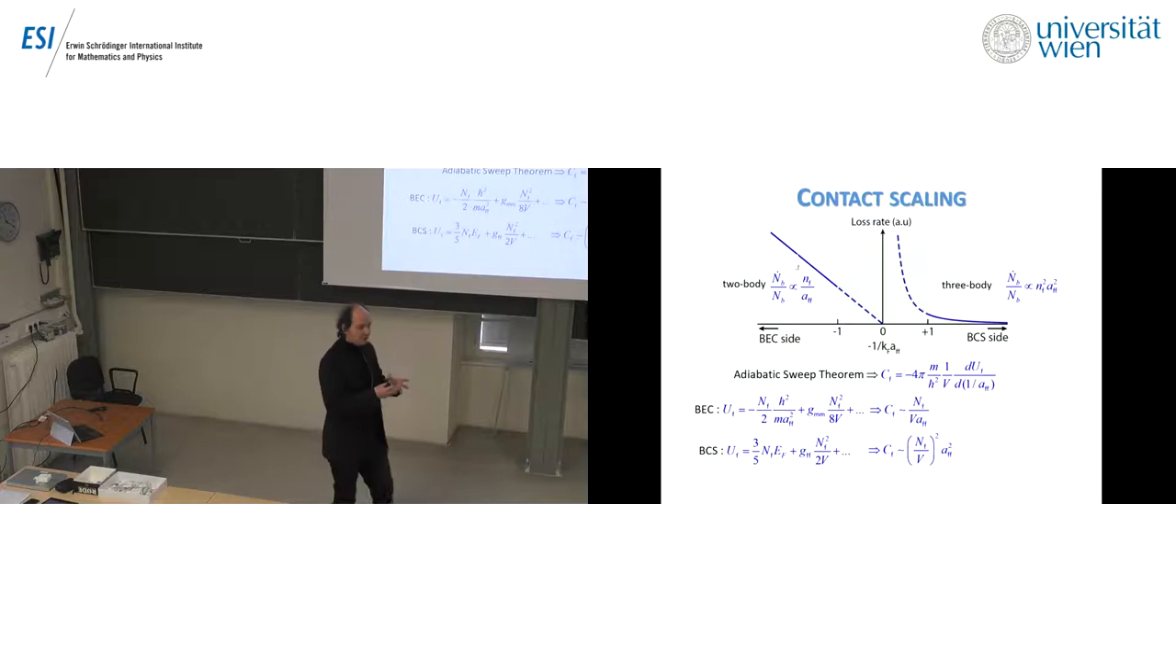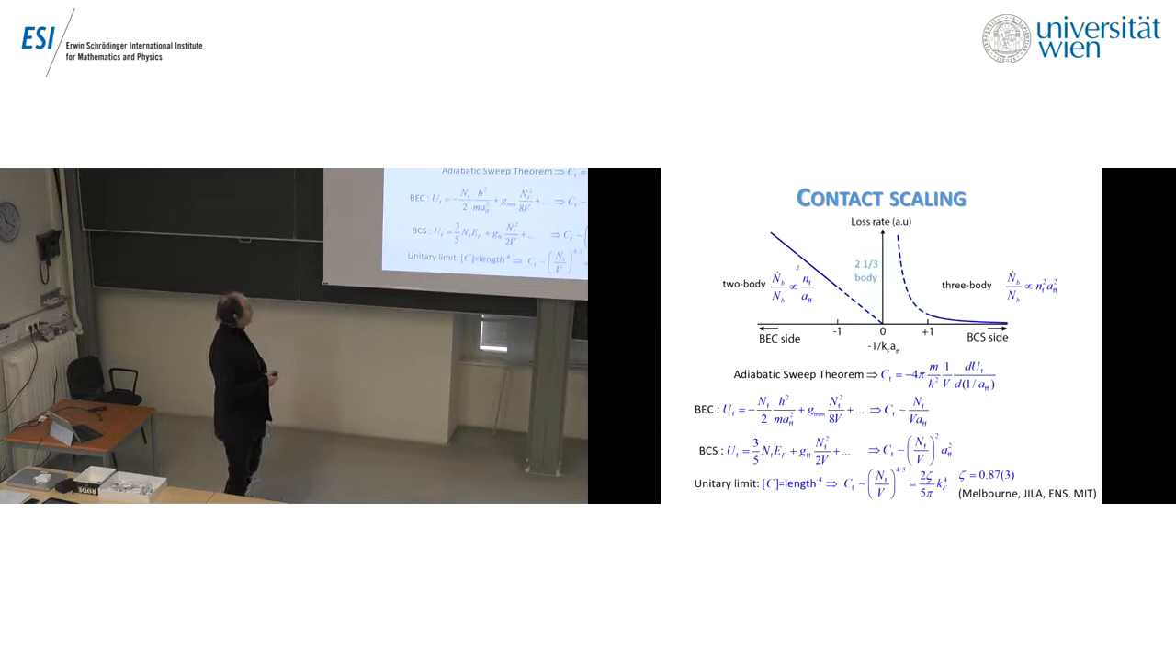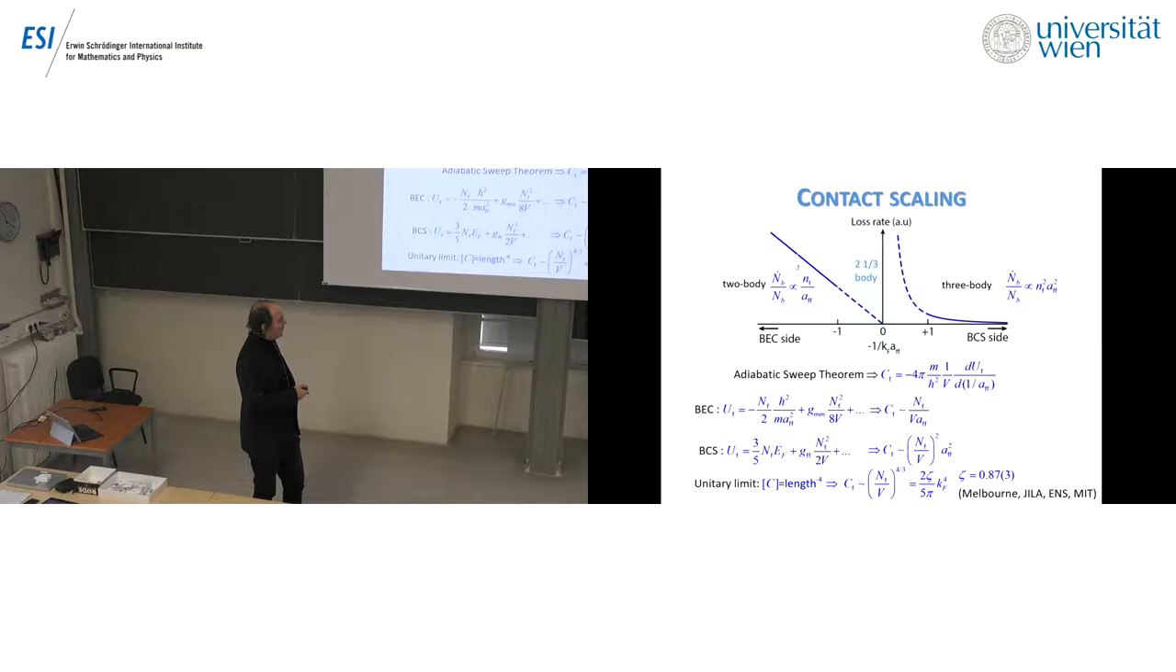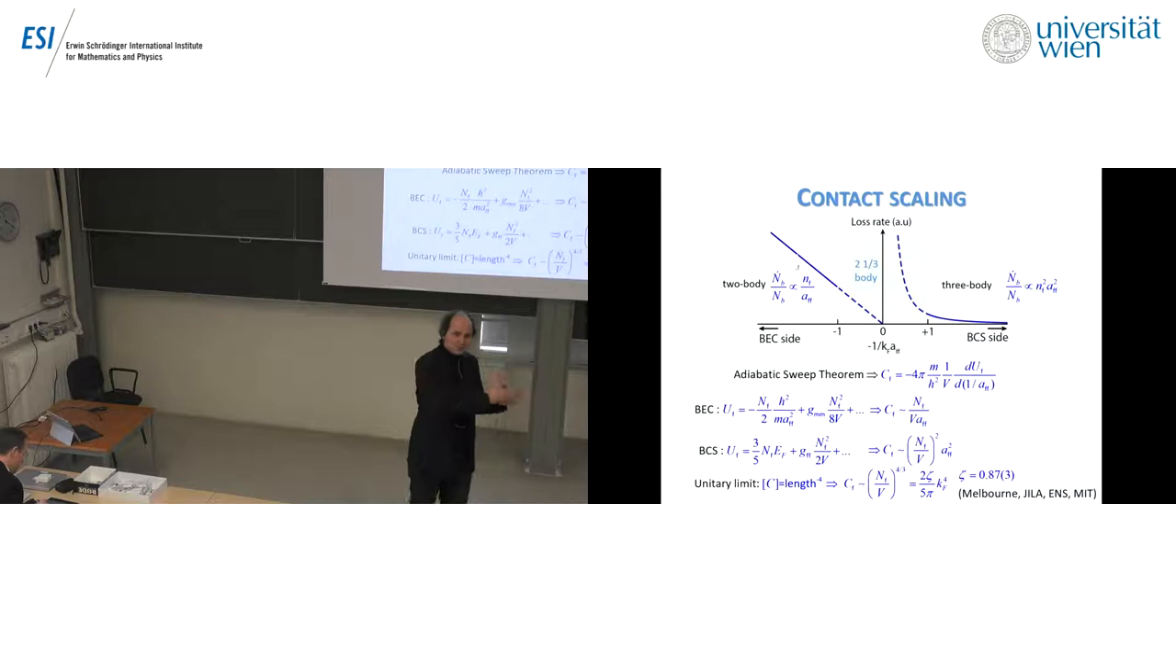And now when you go in between, the scattering length becomes infinite. By a very general dimensional argument, you can show that the contact is just proportional to the density to the 4/3 times some numerical factor that has been measured and calculated, and its value is thought to be 0.87. What is quite remarkable is that the contact now scales like n to the 4/3. It's not n, it's not n squared, it's n to the 4/3. So you have a very peculiar scaling law for the losses, which is in between the two-body and three-body losses. You could call this a 2 1/3-body loss.